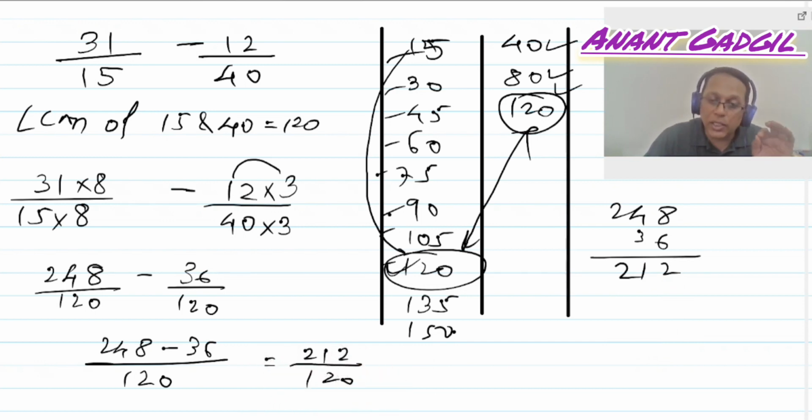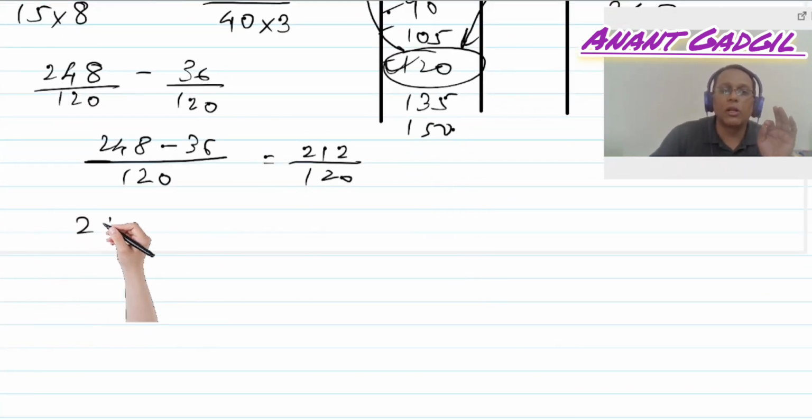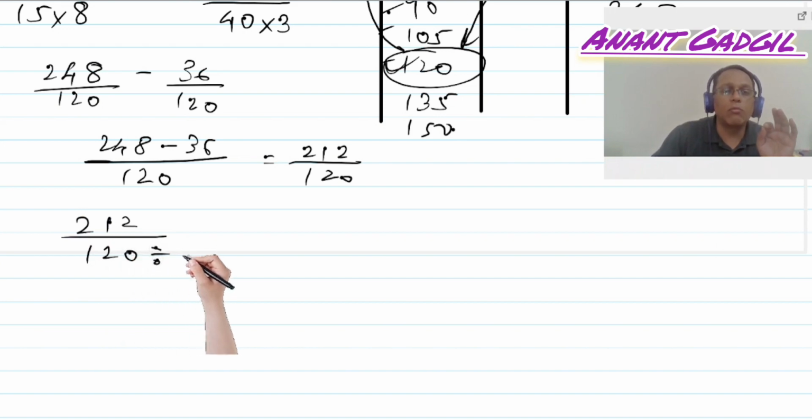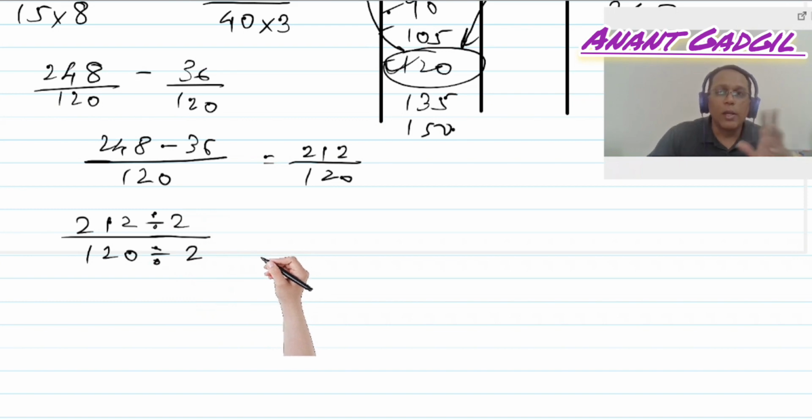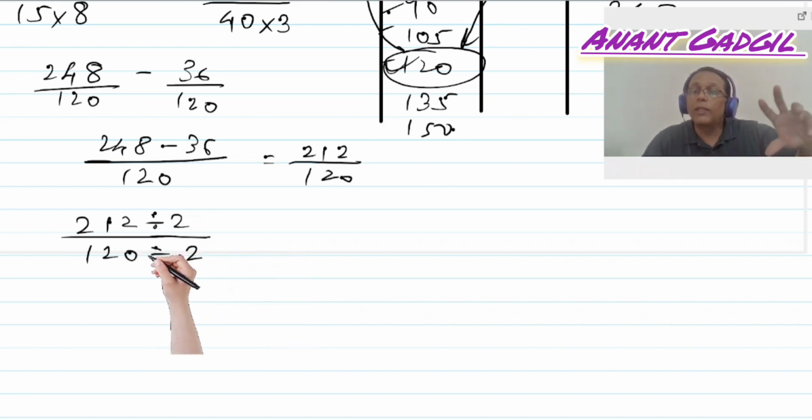But see now again we have to simplify this further. This is not our final answer, students, because these numbers are again divisible by the same number 2. You can divide by a bigger number also. If you remember that we can divide both of them by 4, you can divide by 4 also. But if you don't get that, you can divide by 2, no problem.